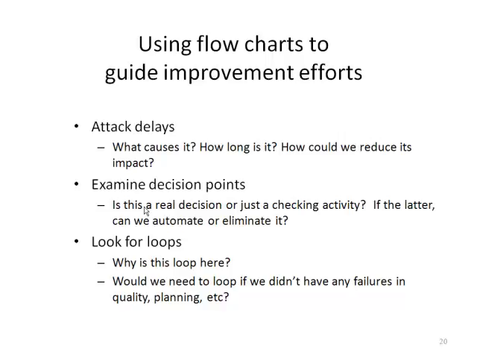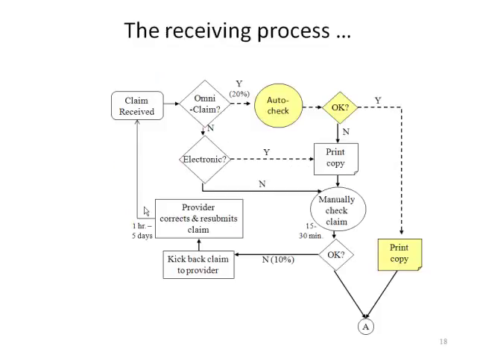We should also examine decision points. Is it a real decision or just a checking activity? If it's a simple checking activity, can we automate or eliminate it? And also, we should be looking for loops. Why is there a loop in the logic of the process flow? Why do we see that loop in the flow chart? Would we need the loop if we didn't have any failures, either due to quality of inputs, planning, etc.? And if you go back to the Omni Health Plans receiving process, one of our goals might be to figure out what is the cost of having to redo claims, and is it worth going through some effort to eliminate that loop?